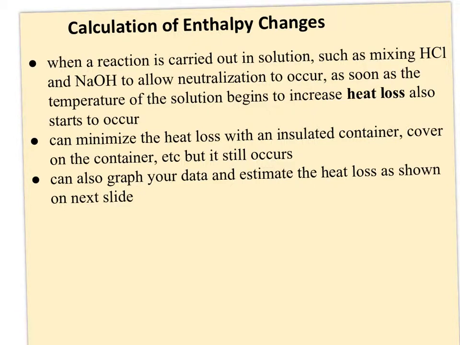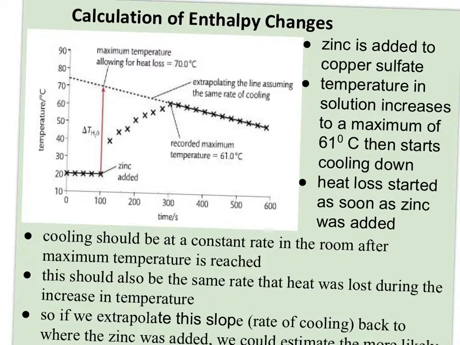And so there is one small trick we can do experimentally to help minimize this loss in our data, or this discrepancy. So the idea is based on the fact that as soon as you mix something in a container, like when you're carrying out a reaction in a solution, as soon as the temperature of the solution begins to increase, there is going to be some heat loss to the surroundings because the surroundings are cooler. So you can minimize this heat loss using an insulated container and covering the container, but it still occurs. But we can also do something with our graph data to estimate this heat loss. Here's what I'm talking about.